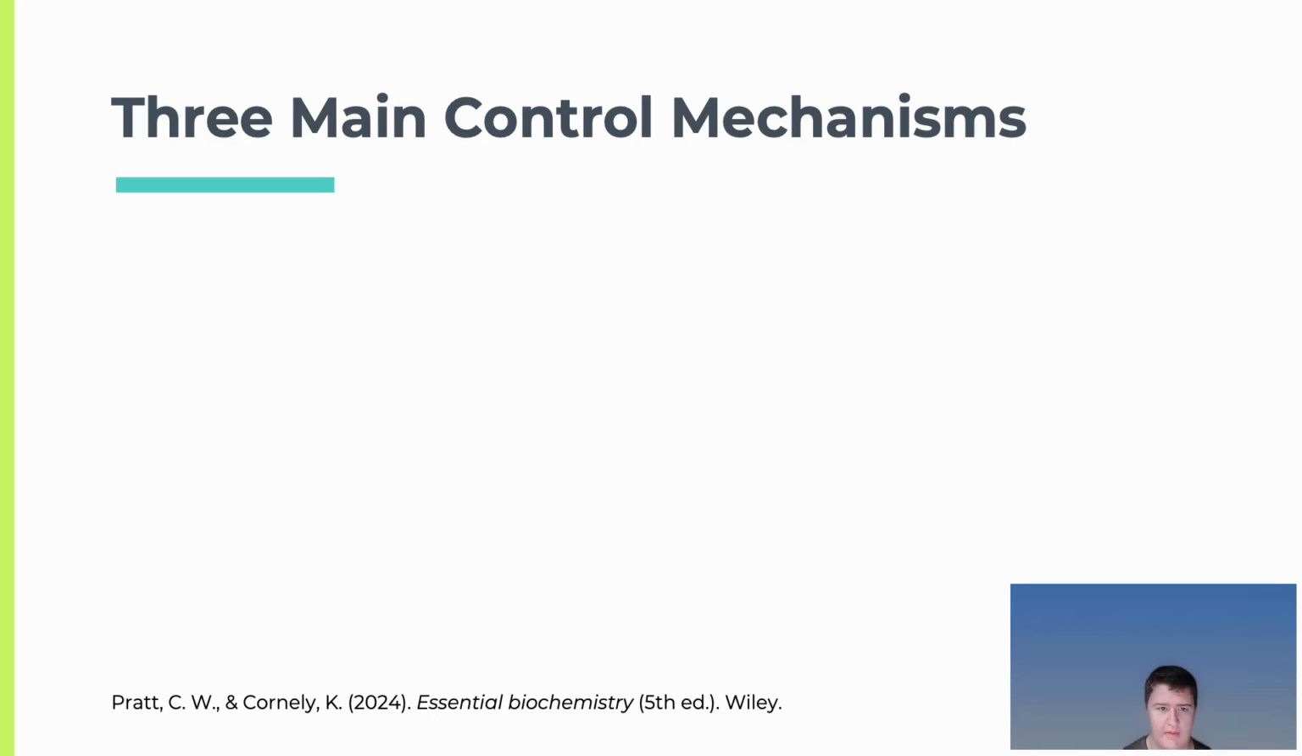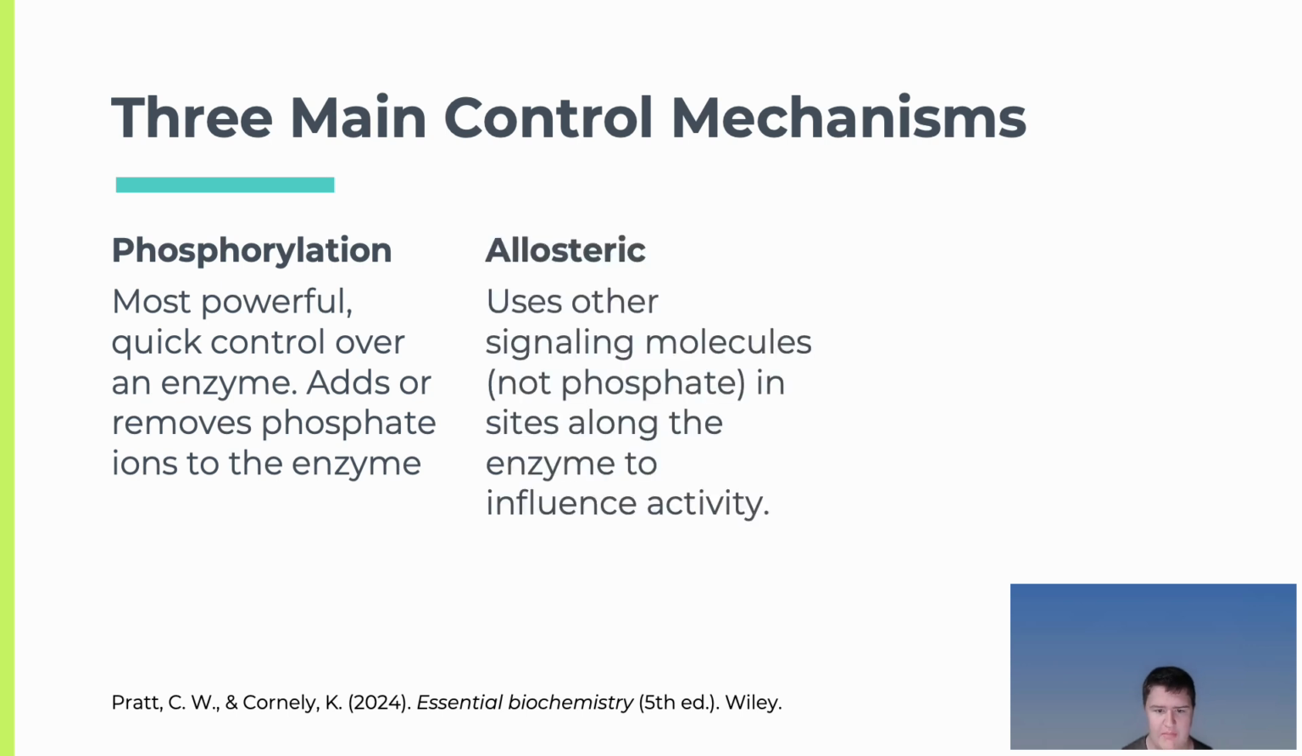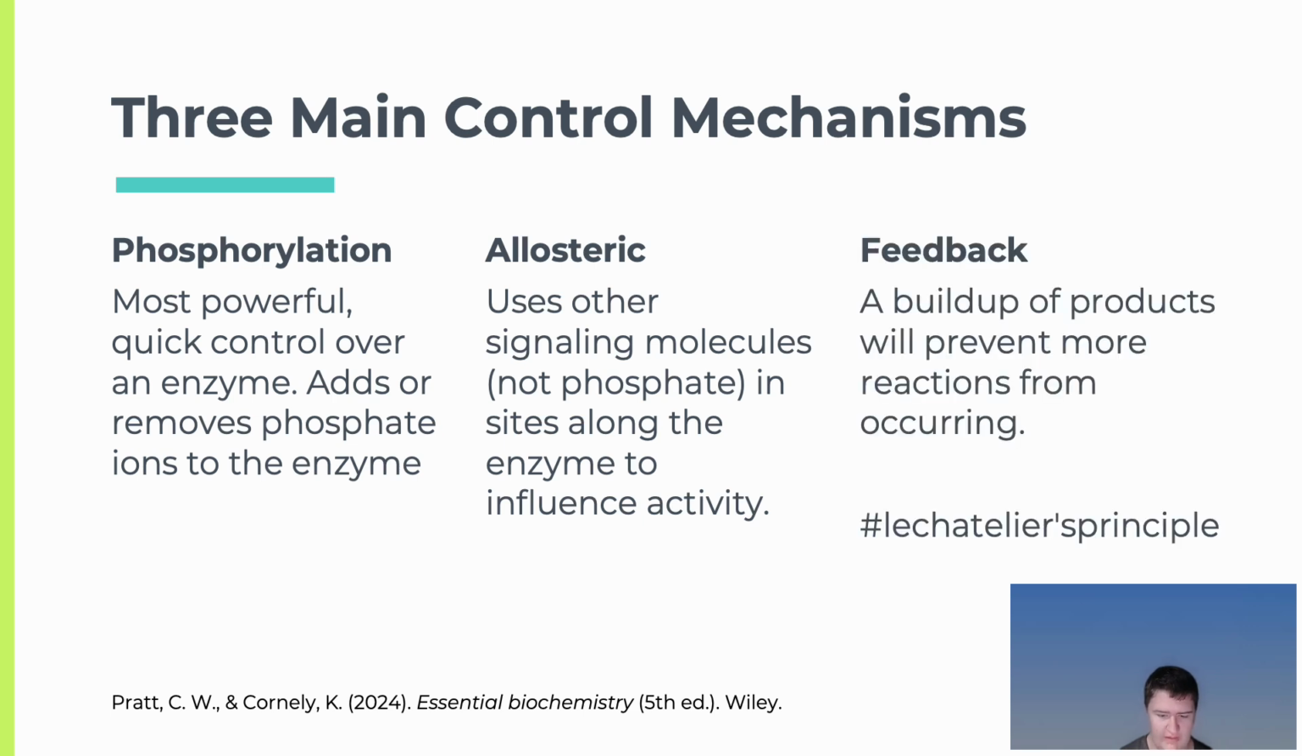Okay, so we have three main ways we can control our enzymes in the body. The first one is going to be phosphorylation, and this is the most powerful, the fastest, and gives us the best control. What we do is add or remove phosphate groups. Usually there will be a serine residue, but it could also be threonine or other amino acids that can be phosphorylated. Our second mechanism is going to be allosteric control.